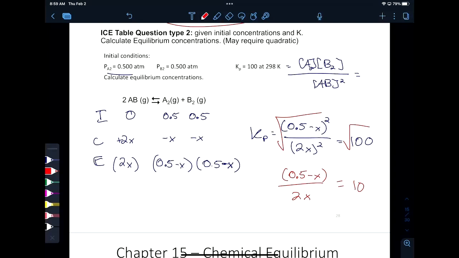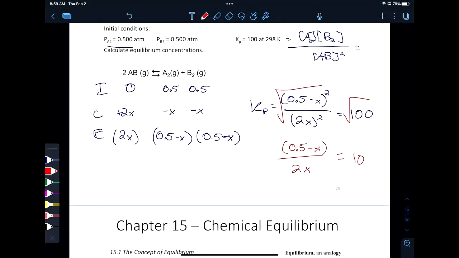Okay, so then we can actually solve for x. I'll do the math. I'll prove to you I actually do know how to do math. So 0.5 minus x equals 20x. Does that sound right? And then 0.5 equals 21x. So x equals 0.0238. Cool. Is that my answer?